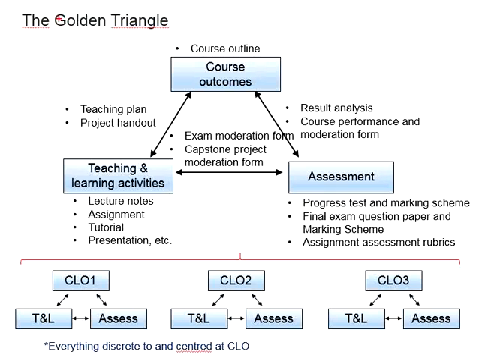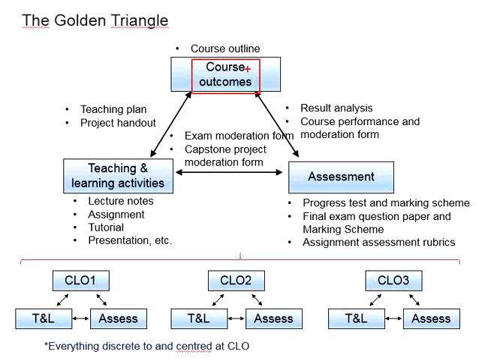Now let us talk about the golden triangle for outcome-based education. We have the course outcome. This needs to be well aligned with the teaching and learning activities as well as the assessment. For each course, there will be 3 to 4 course outcomes. The relevant information can be acquired from the course outline or the course syllabus.